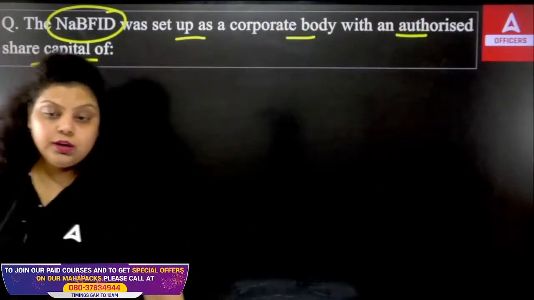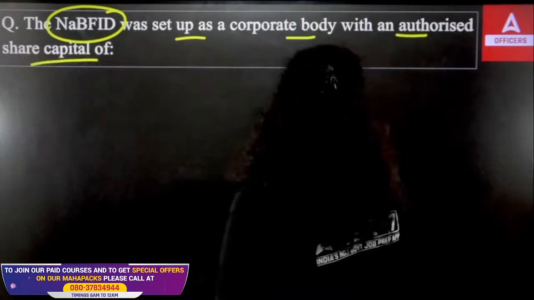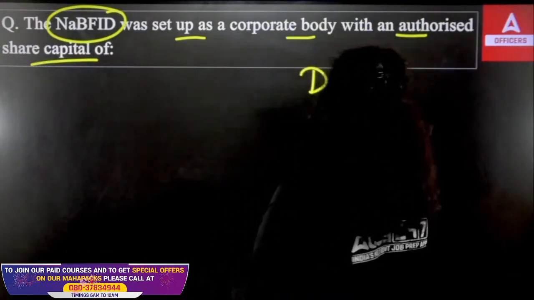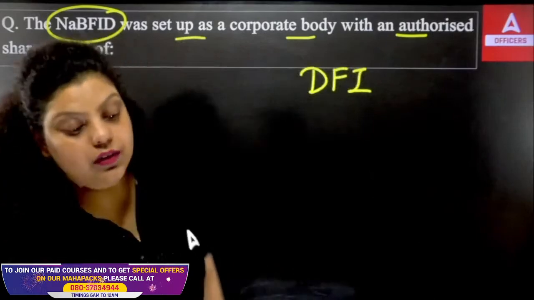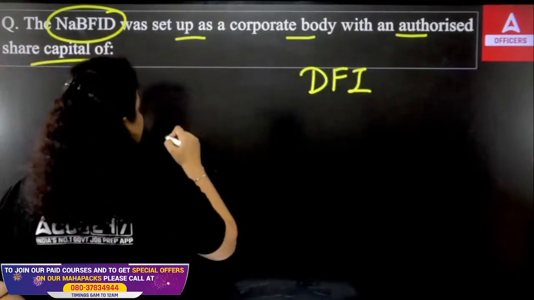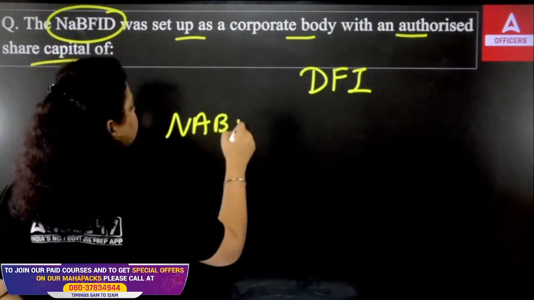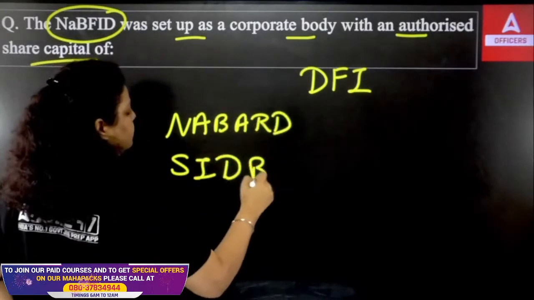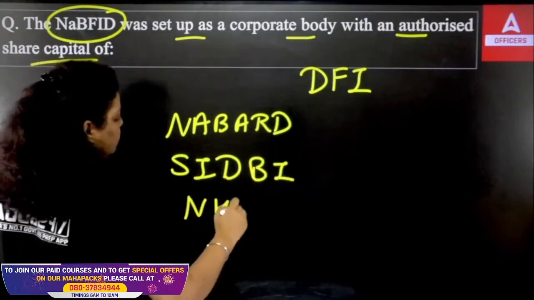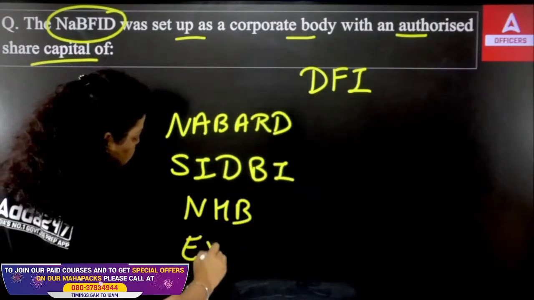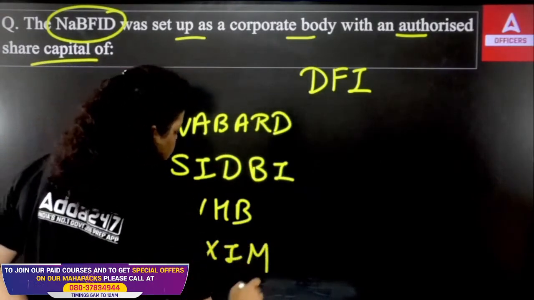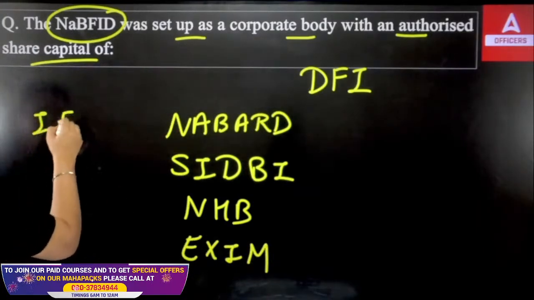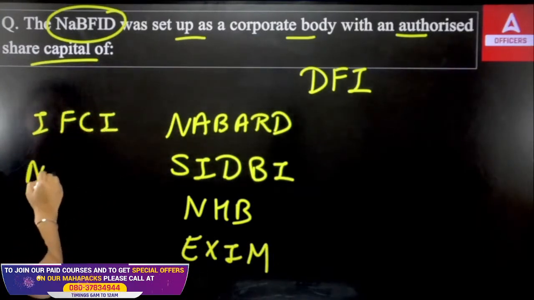So if I talk about the NABFID, NABFID is a development financial institution. What is a NABFID? NABFID is a development financial institution. We have NABARD, we have SIDBI, we have NHB, we have EXIM, we have IFCI, and then NABFID.